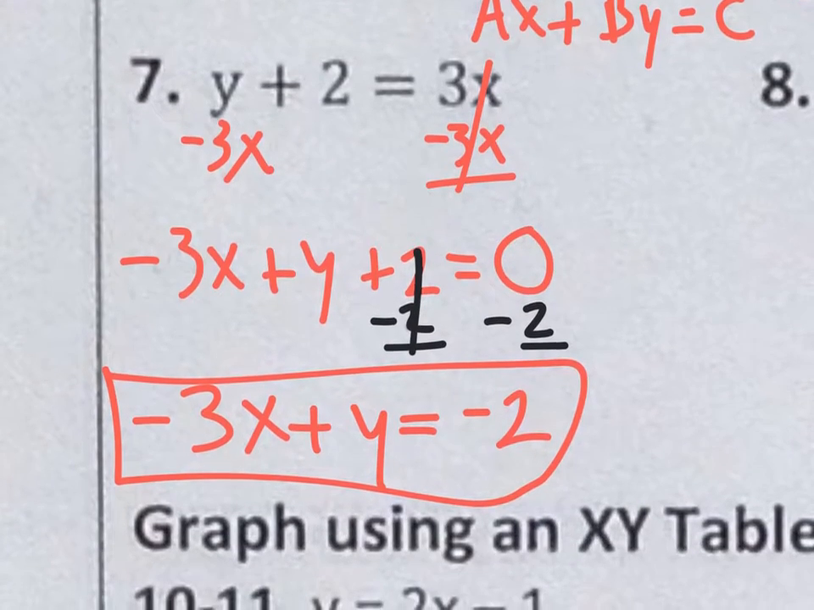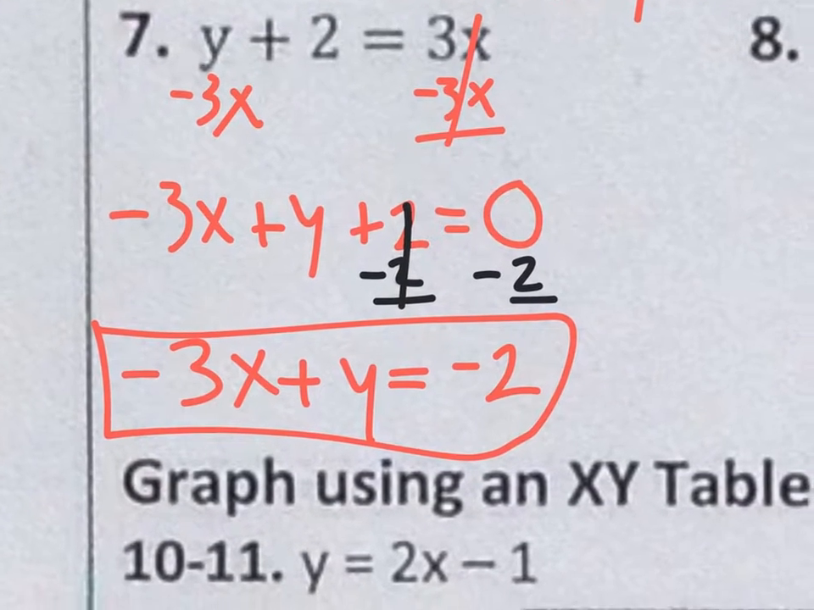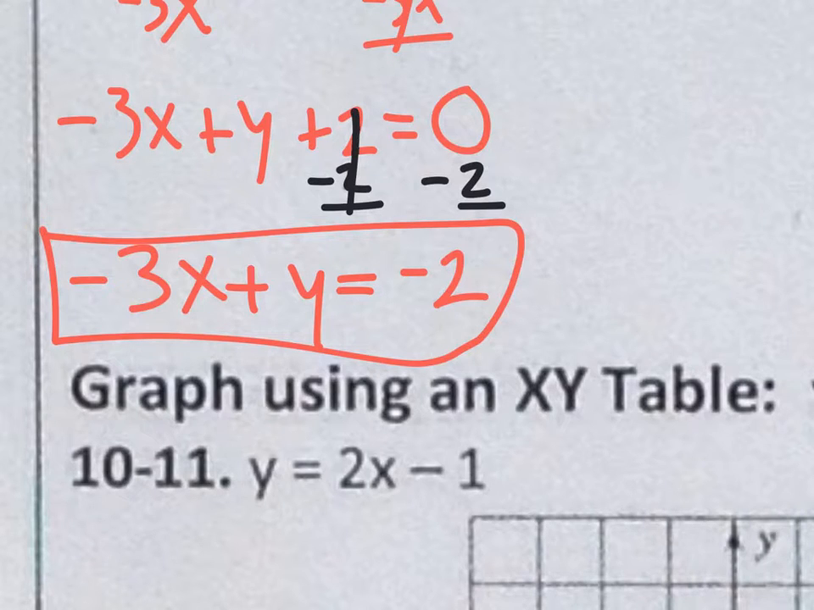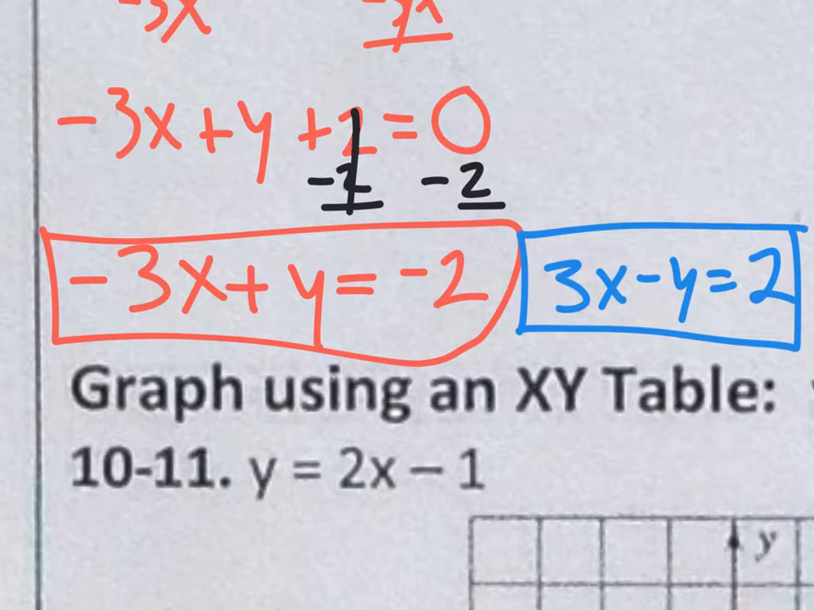But I do want to also mention that on the final exam, if you're looking for the multiple choice answer, it might not be written like that. It might be written as a positive 3x and a negative y equals a positive 2. They might change all the signs just to be able to have the a value being positive.